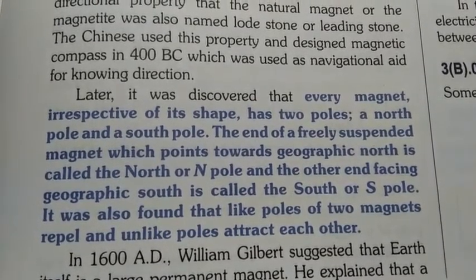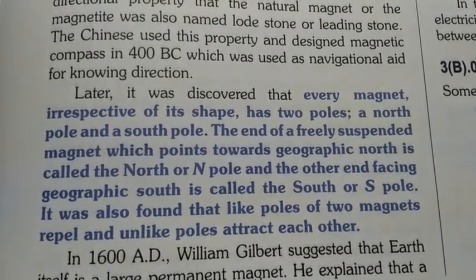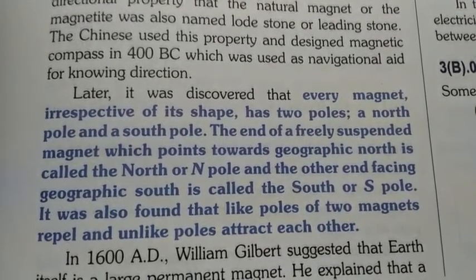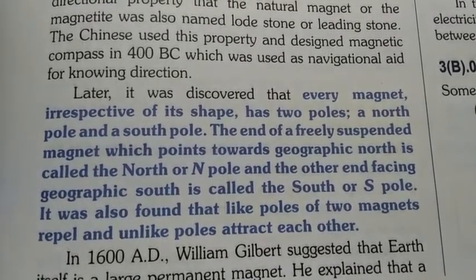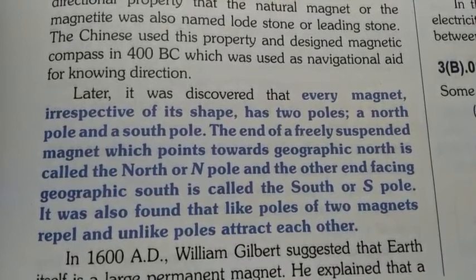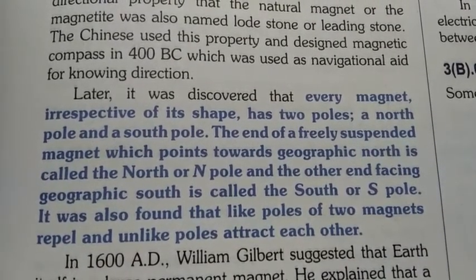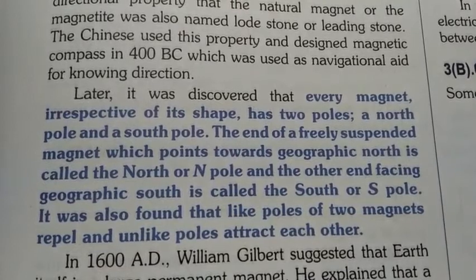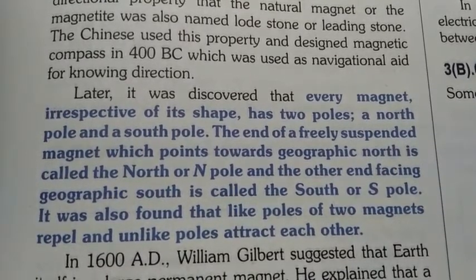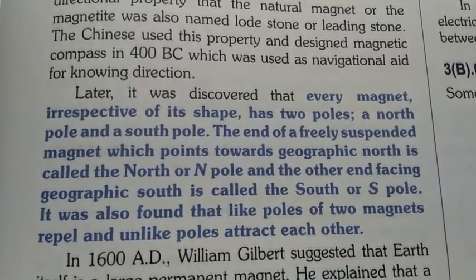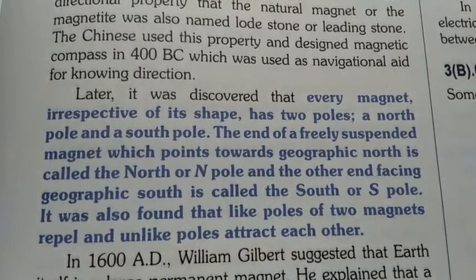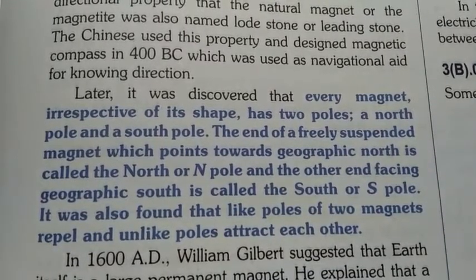Okay? The end of a freely suspended magnet, which points towards geographic north, is called the north or N pole, and the other end facing geographic south is called the south or S pole. It was also found that like poles of two magnets repel and unlike poles attract each other.